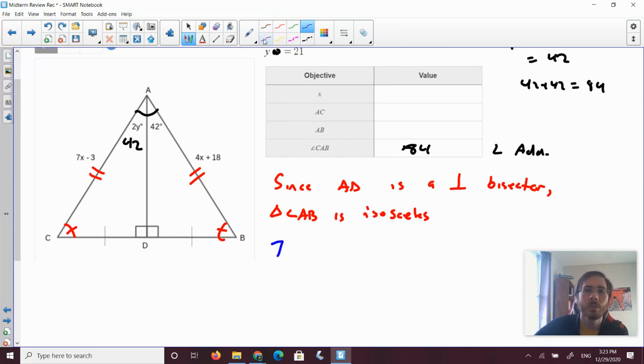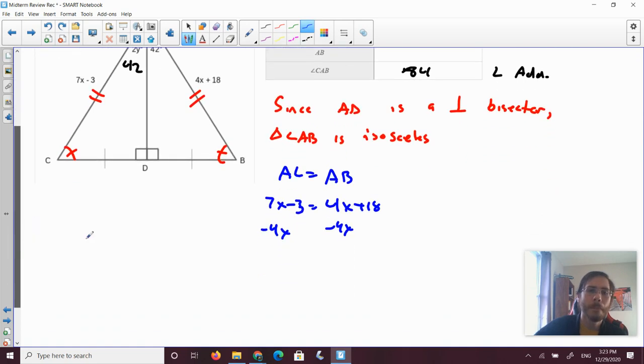So let's state what we need to. We do have an isosceles triangle, so AC is equal to AB in this case. Now AC is 7x minus 3. AB is 4x plus 18. So subtracting 4x on both sides, that's going to give us 3x minus 3 equals 18. We can add 3 to both sides. So 3x is 21. Divide both sides by 3 to get x equals 7.